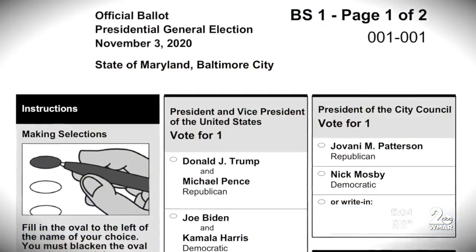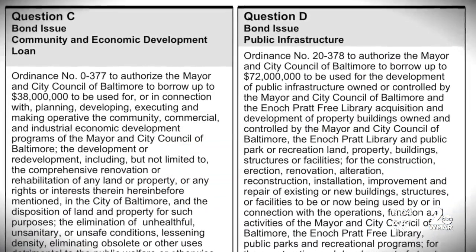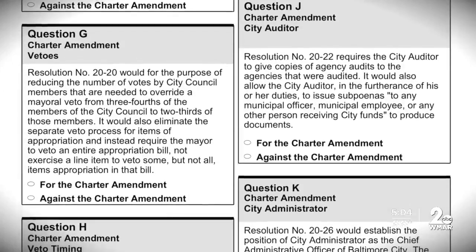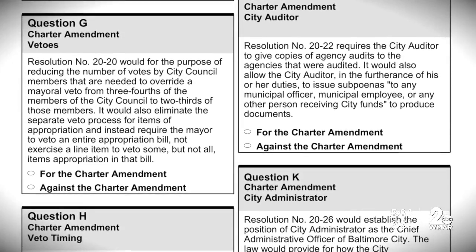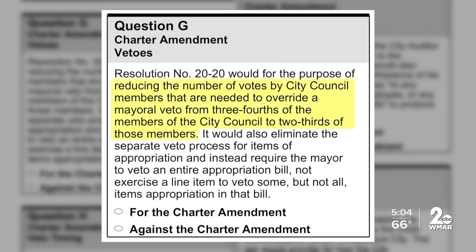The error only affects Baltimore City voters. Of the 11 ballot questions, one is slightly off, and it impacts the council's ability to override the mayor's veto. In a presidential election, the ballot questions may seem like an afterthought, but 7 of them could change how Baltimore City is run. Like question G, which would reduce the number of council member votes needed to override a mayoral veto. We have the strongest mayor of any city in the United States of America.